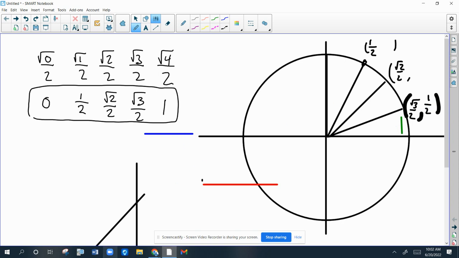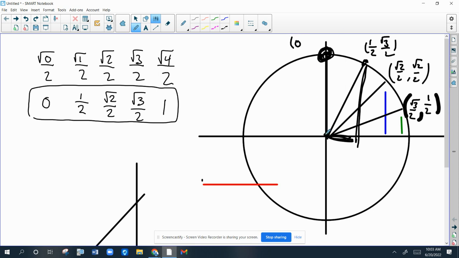And then for the second point, the pi over 4 point, you went this medium distance to get to the x. And then compared to everything else, we have to go this medium distance now to get to the y. So the y coordinate must be the medium number, which is root 2/2. And then same thing with this point. We went the short distance on the x, but now the long distance on the y, and this is root 3/2.